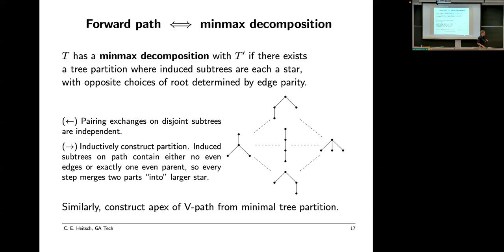So once we have this definition, then we can actually start characterizing what the paths look like. So I move from left to right. I'm going to move from T to T prime, left to right, provided that T has a min-max decomposition with T prime. And so what that means is that when I look at their tree partition, often one direction is easy. So the easy direction is if I do pairing exchanges on disjoint subsets, they don't cause any problem.